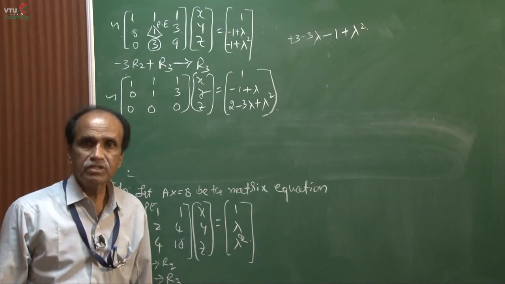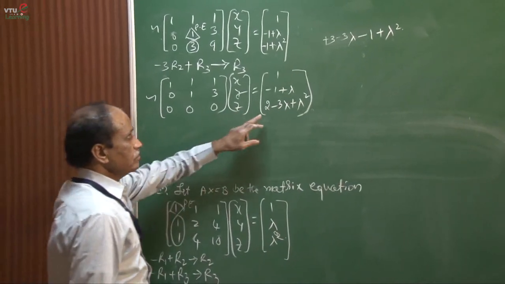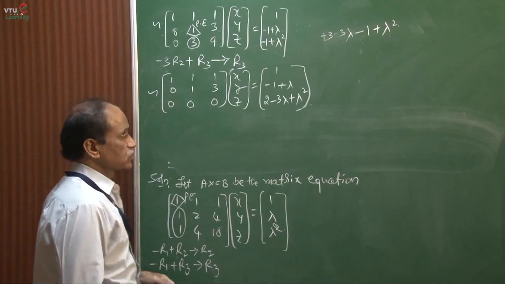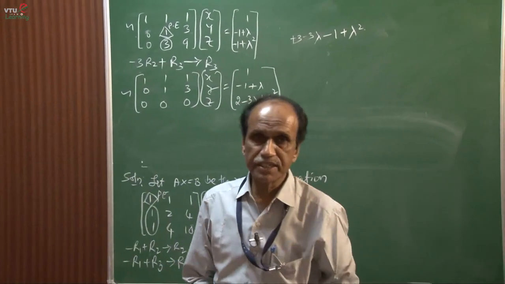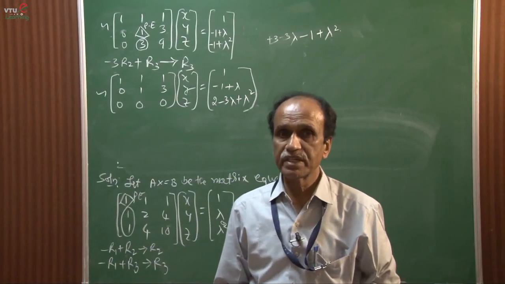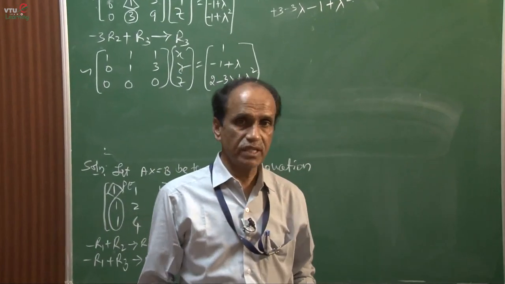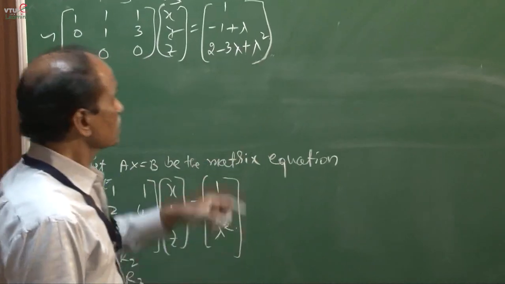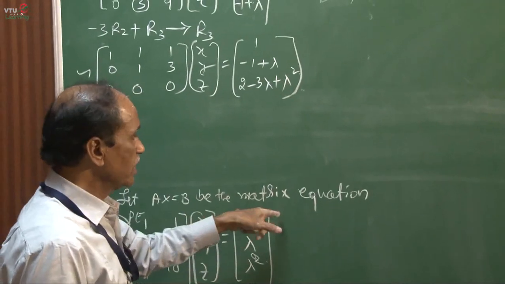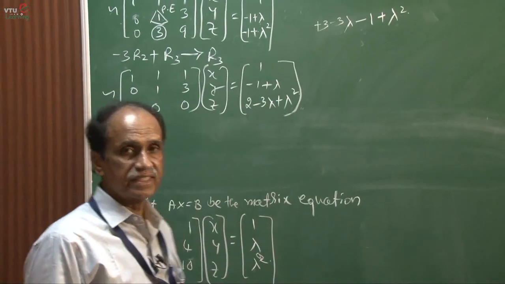So this is the last equation you have. I would like to stop here, and I shall continue this discussion in my next lecture, because we have to calculate the values of lambda. There will be two values because of the second degree, and for each value the corresponding solution exists. Thank you.